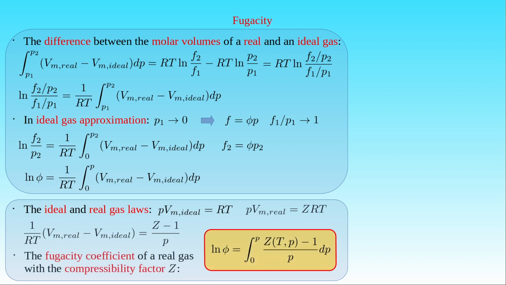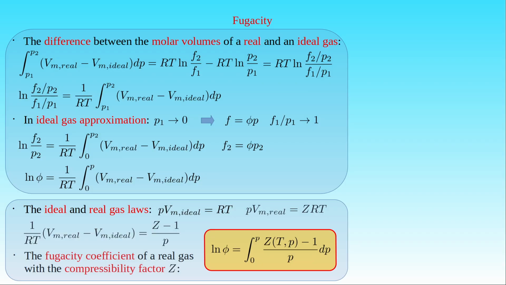and the natural logarithm of the fugacity coefficient phi of a real gas with the compressibility factor Z at the temperature T and the pressure P, is equal to the integral of the compressibility factor Z minus 1 over the pressure P with respect to the pressure from 0 to the pressure P. Here we indicated that the compressibility factor of a real gas depends on its temperature and pressure, and if Z is a known function of the state variables, then the fugacity coefficient of the gas can be derived from the integral.